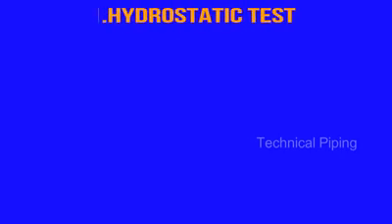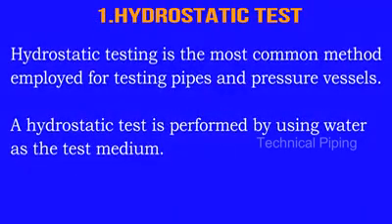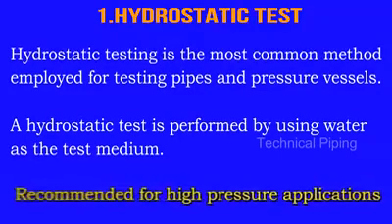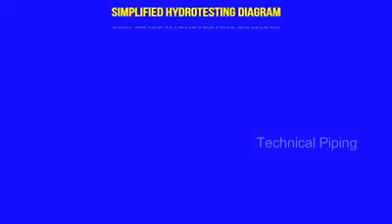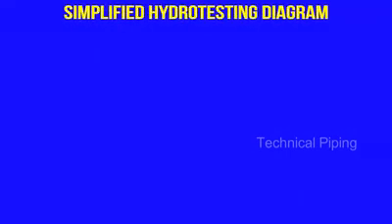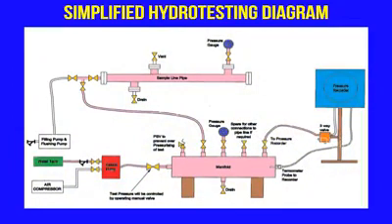Number 1. Hydrostatic test. Hydrostatic testing is the most common method employed for testing pipes and pressure vessels. A hydrostatic test is performed by using water as the test medium, and it's recommended for high-pressure applications. This diagram explains a simplified hydrotesting plan. It denotes pressure gauge, safety valve location, filling points, drain point, and vent points, etc.